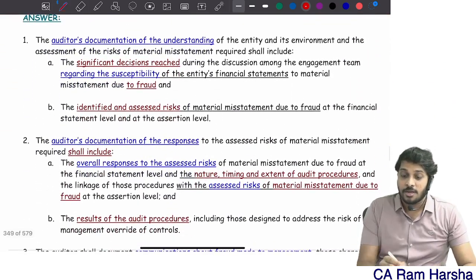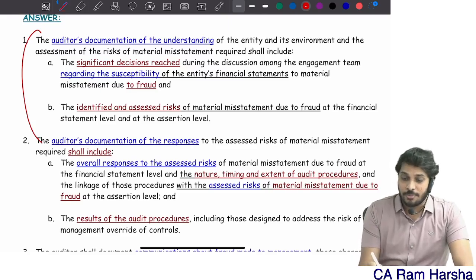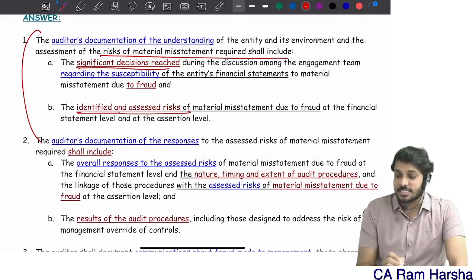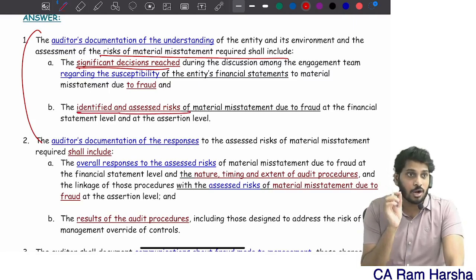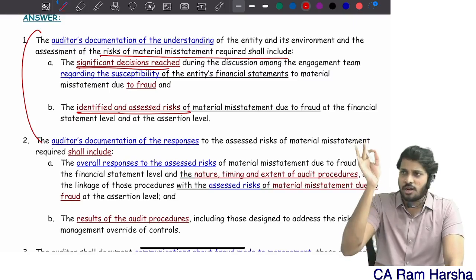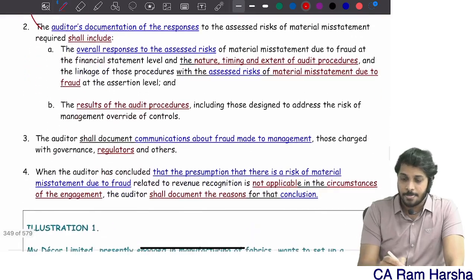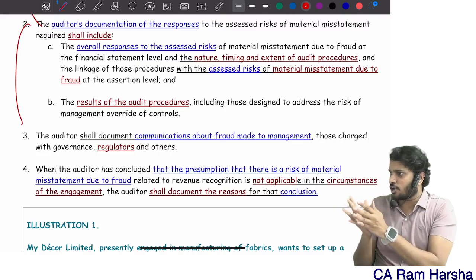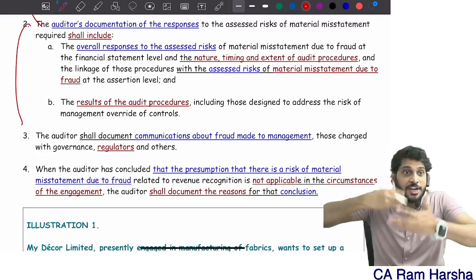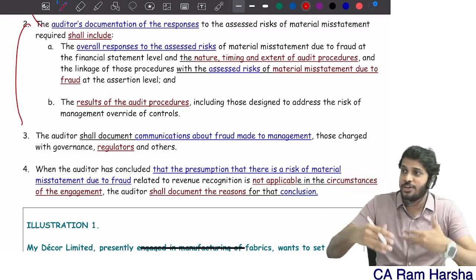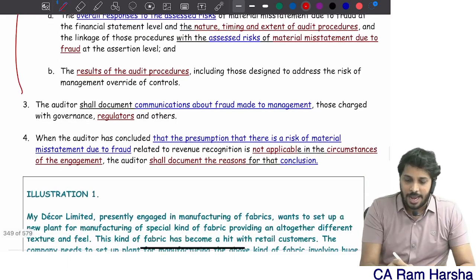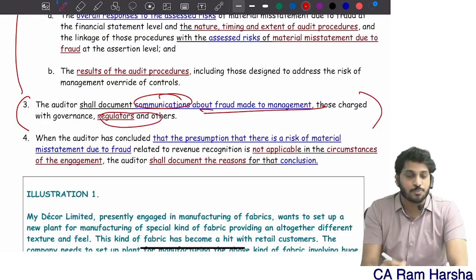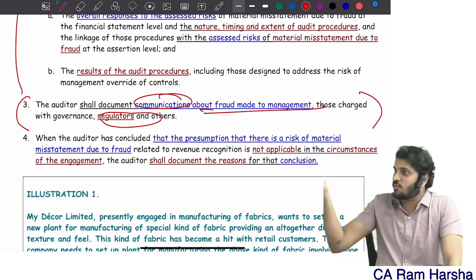Finally, you have to document. What do you have to document? You need to document regarding the risk of material misstatement. What important decisions were reached? What are the risks that you identified and assessed relating to fraud? What are the financial statement level risks? What are the assertion level risks? You should document. Further, the auditor has to document how you responded. You identified and assessed the risk and documented it; how did you address this risk? And you shall document communications about fraud to management and their response. To whom you communicated, and what they responded.